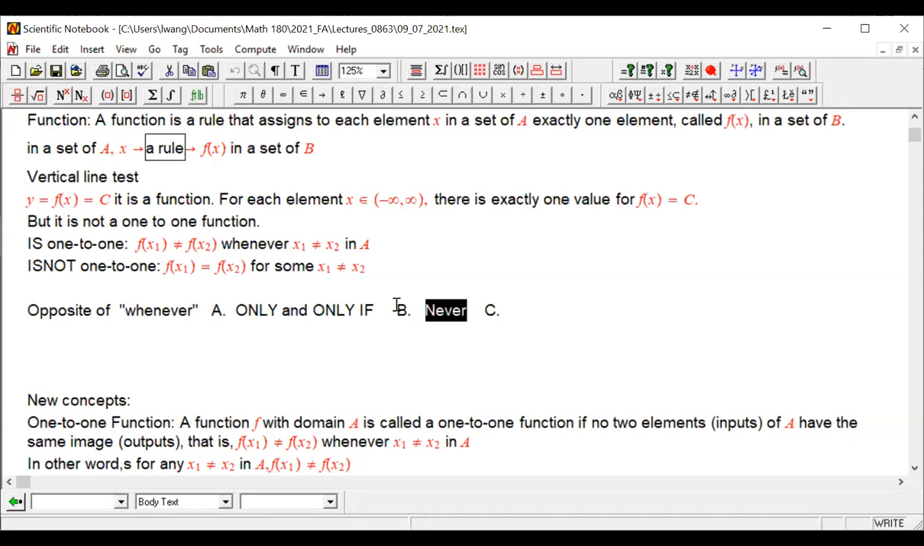Does it mean for any x1, x2, f of x1 equals f of x2? That's one situation, which is a constant case. In the constant case, for any x1, x2, f of x1 is equal to f of x2. They're always the same. So this will be the never case. But it is not limited to that. So let's see, only and only if.